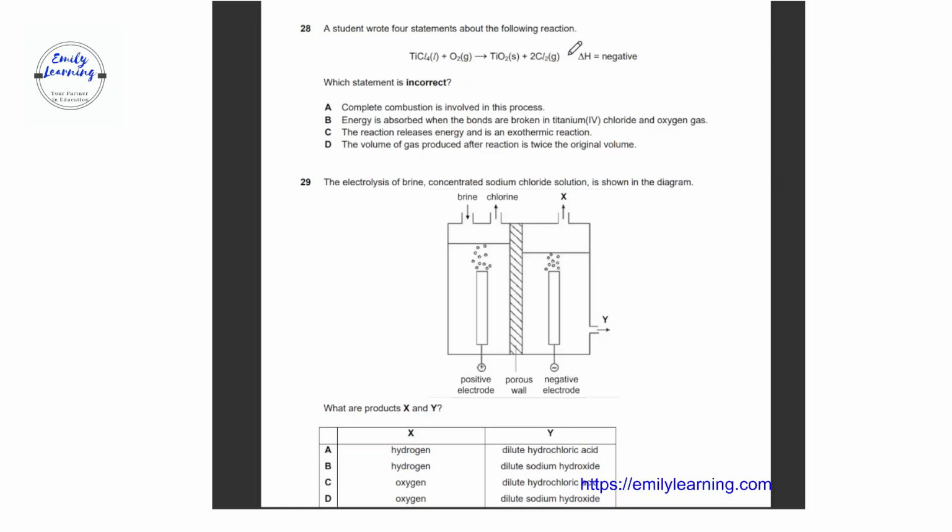So in other words, if we look at this equation here, we know that 1 mole of O2 will react with TiCl4 to form 2 moles of Cl2. So the volume of gas produced after the reaction is twice its original value. This is correct. So in other words, the only statement that is incorrect is A.